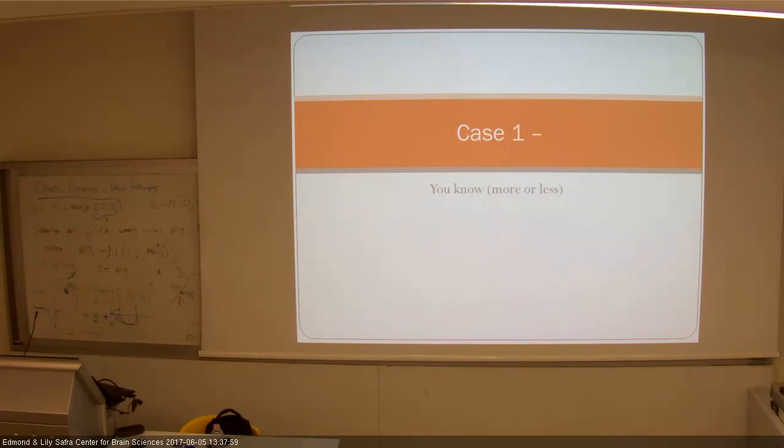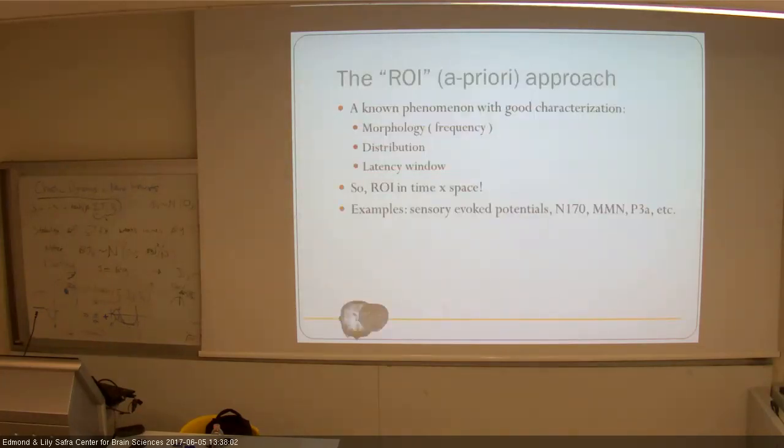The first case is when you know what you want to do, and then you have some kind of ROI, region of interest. The region of interest in our case would be defined in time, so when in time is the region of interest, where on the scalp is my region of interest, and also what is its morphology. What does the waveform look like? Or in other words, what is the frequency spectrum of this event that I'm looking for? So I need to define my a priori hypothesis relative to some known phenomenon which is well characterized.